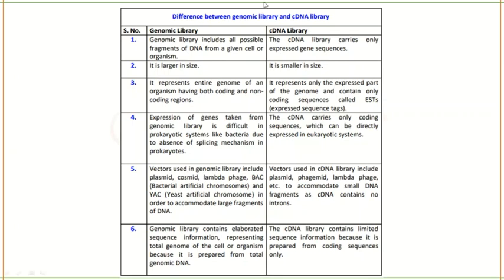Right. Vectors used in the genomic DNA library include plasmid, lambda phage, BAC, YAC, because a large fragment can be incorporated. Vectors used in the cDNA library will be plasmid, phagemid, lambda phage. Okay. Genomic library contains elaborate sequence information representing the total genome of the cell. Okay. The cDNA library contains only limited information about the coding sequence.